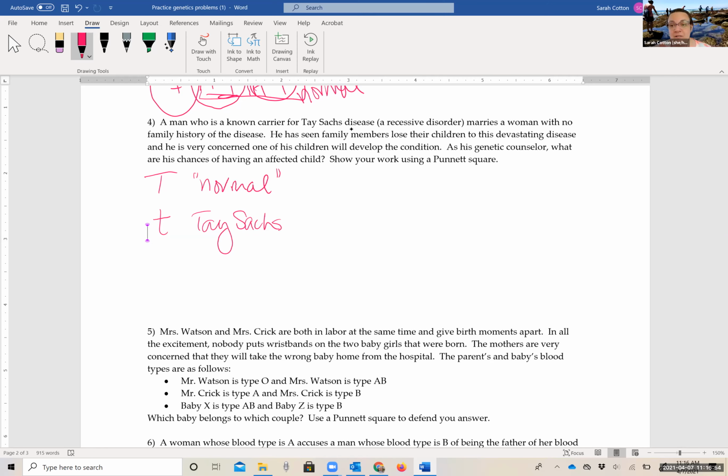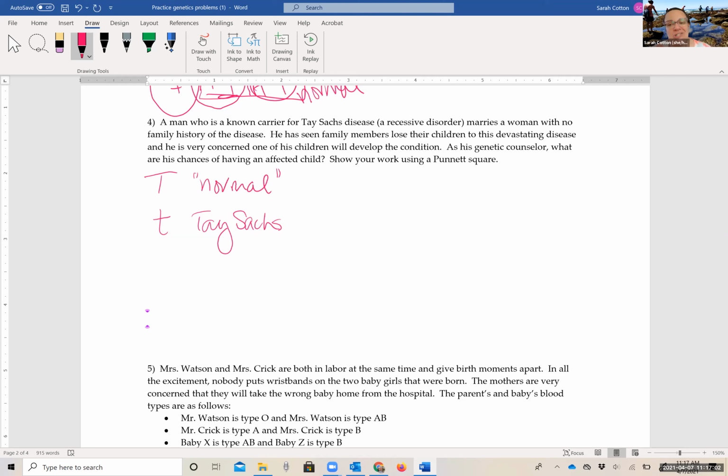Now, fundamentally, when you're doing genetics problems, you can use whatever letters you want. It's traditional to use letters a certain way, but you could just use A for everything if you wanted to. That part doesn't really matter. But do you understand why Tay-Sachs gets a little t and normal gets a big T? Are we all okay on that? Yes, I'm seeing nodding. Okay. I know that because it says that the disorder is recessive.